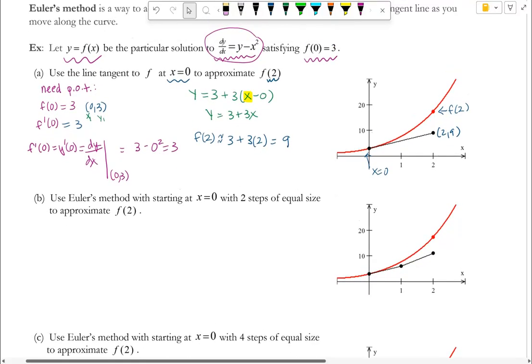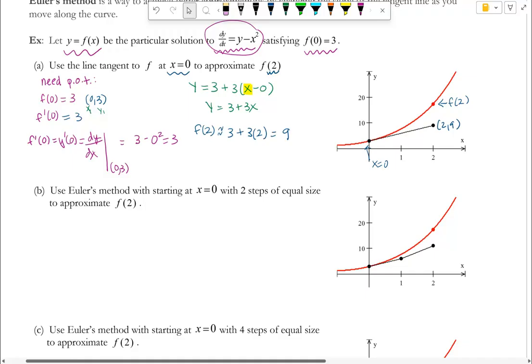We're still using the same differential equation, dy/dx, and we have that same initial condition of f(0) = 3. So we are asked to use Euler's method starting at x = 0 with 2 steps of equal size to approximate f(2).